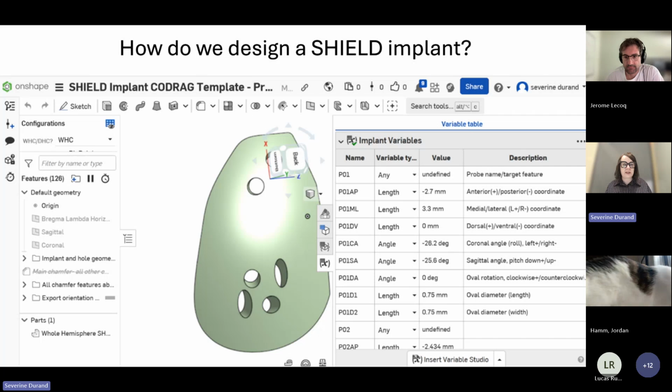So here is how we make them. We have this Onshape software, which is a software to make CAD drawings. And for example, here you have hole number 1. So all of these parameters here are for hole number 1. And you have, of course, the anterior-posterior, the mediolateral, dorsal-ventral. You have the angles of the probes. You have the diameter of each hole, etc. So once you know your coordinate, basically you can put a hole on that implant wherever you want.